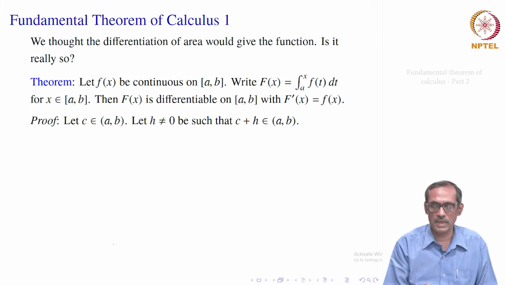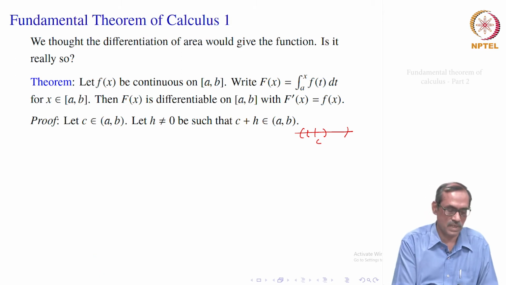Suppose c is a point inside a b, and let us take any h which is not equal to 0, such that c plus h belongs to a b. So, now we are having a point c in the interval a to b, and then we are choosing some h, so that c plus h should belong to this interval. That means h cannot go beyond c minus a or c minus b in modulus, it cannot be larger than that. So, such an h can be chosen.